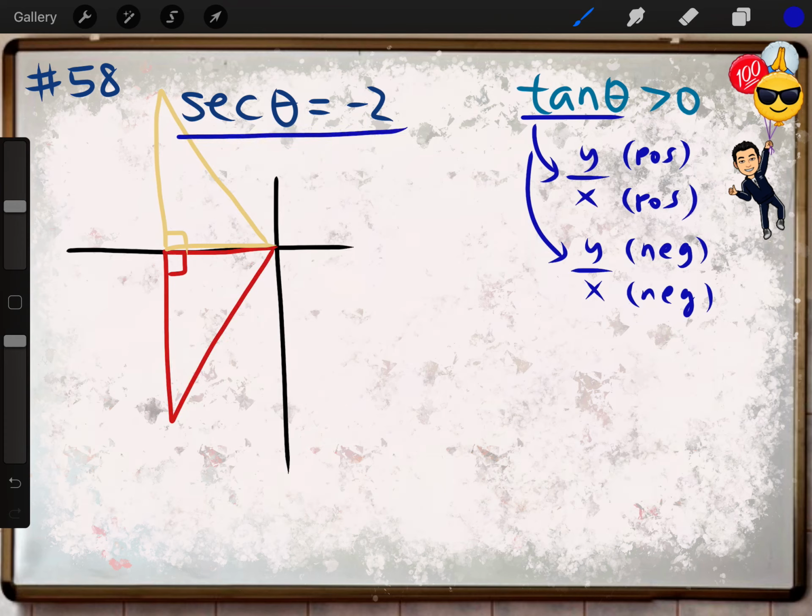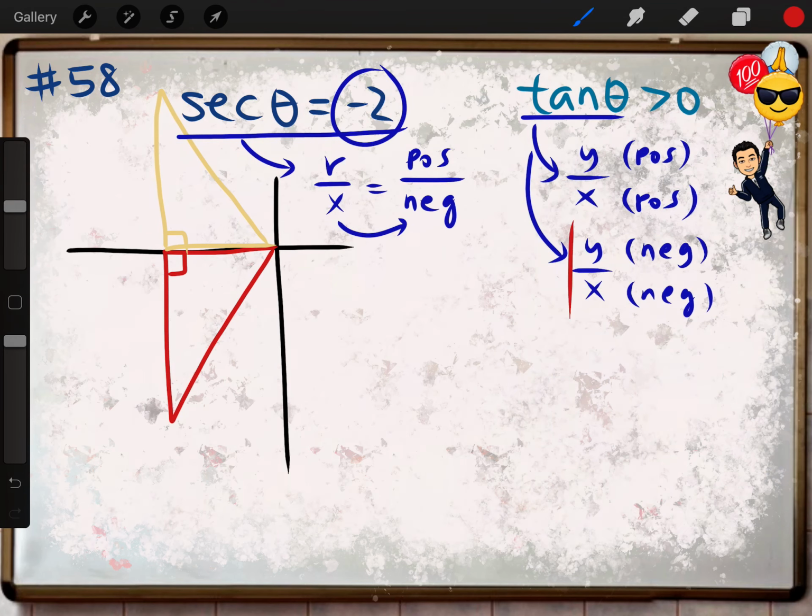Okay, so look at secant equals negative 2. Secant is r over x. If the secant is r over x, we know that r is always going to be positive, so that makes x negative. That's how you're going to get negative 2. Since x is negative, we're going to have to pick this combination where y is also negative. So let me erase this yellow one. That's not going to be the one we're working on. I just focus on the red.